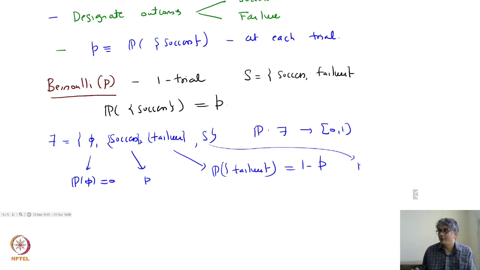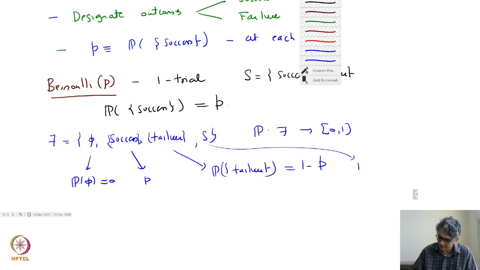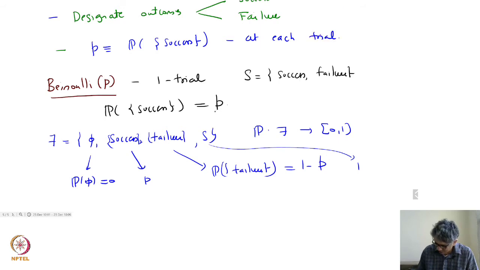So immediately the probability is also defined. So Bernoulli P trials means that the sample space is success or failure and the probability of success is P. That's the P here. So suppose I say I have a Bernoulli P trial, that means I perform one experiment where the probability of success is P and the experiment has only two outcomes, success and failure.